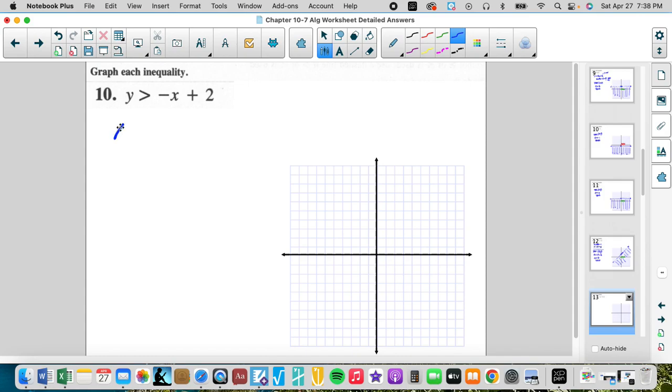I think it is. So my slope this time is -1. And my y-intercept is going to equal 2. It's an open circle because it's not including. So we get an open circle at 2. We do a slope of down 1, right 1, down 1, right 1. Dotted line along this.